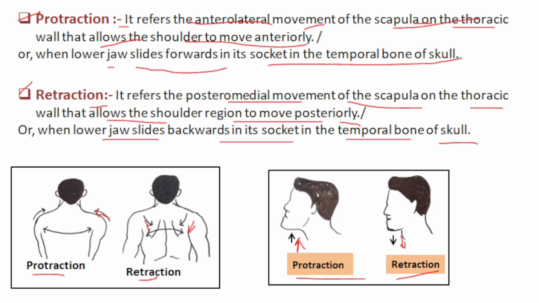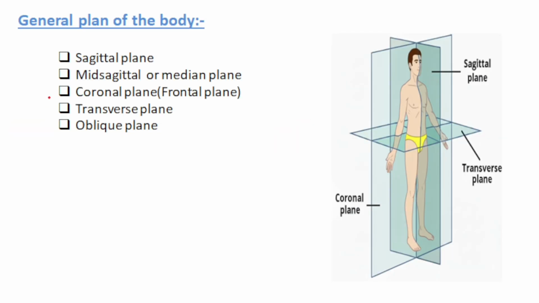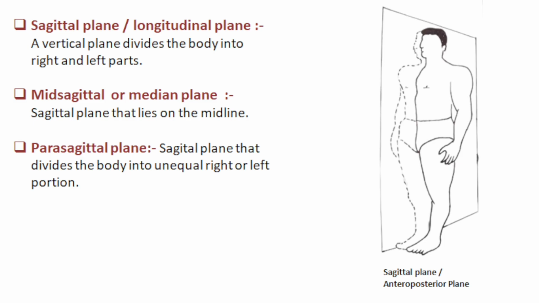I think this video has become lengthy, so after completing the general planes of the body, I will end this video. So our next point is the general planes of the body. First, sagittal plane. Second, mid-sagittal or the median plane. Third, coronal plane or the frontal plane. Fourth, transverse plane or horizontal plane. And fifth, oblique plane. So start with the sagittal plane or longitudinal plane.